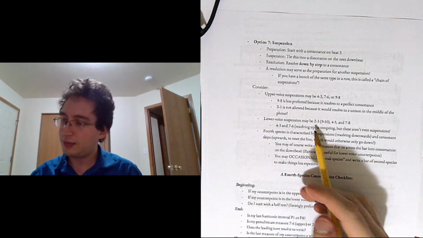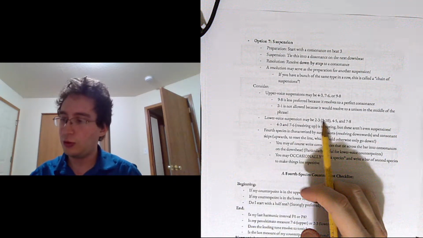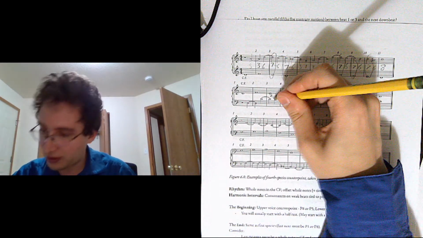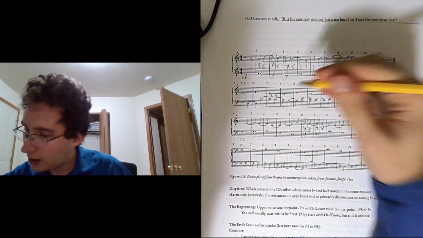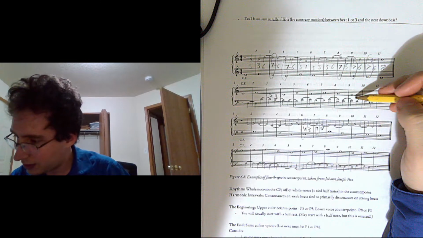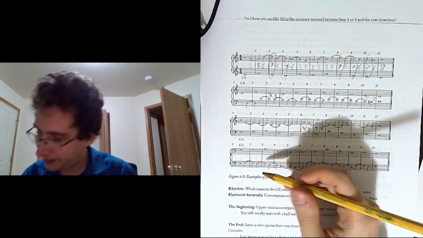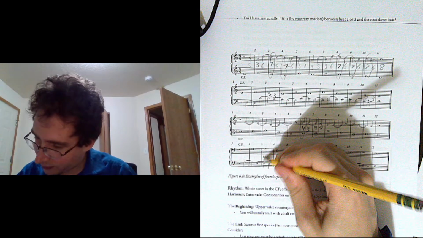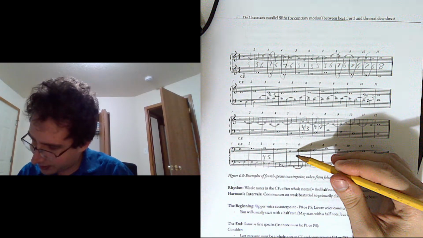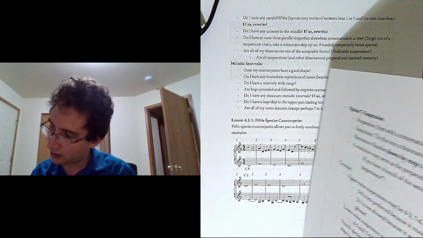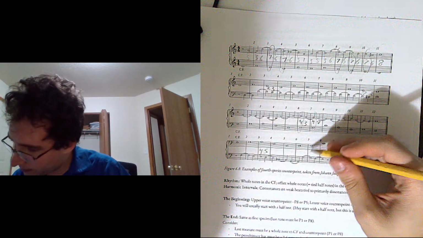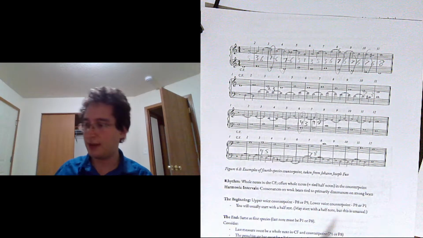Lower voice suspensions, you can have 2-3, 4-5, and 7-8. Let's see if we can find those. Oh yeah, I got a 2-3 right off the bat, nice and crunchy. Another 2-3 follows it. 2-3, 2-3, 2-3, 2-3. So that's pretty common. Here we have a 4-5. And then do we have a 9-10? Well, that would be an octave equivalent. Do we have a 7-8? Yes, we do, right here. So all those types exist.